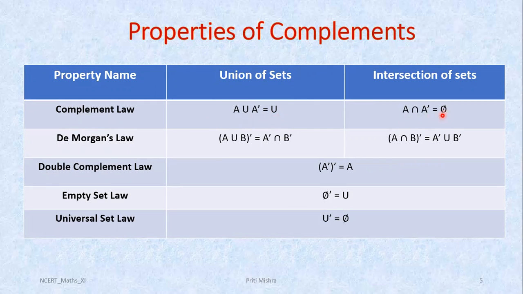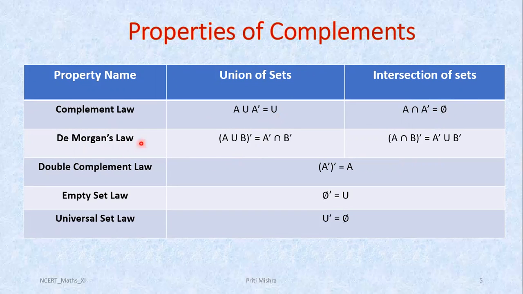For intersection of sets, it is A intersection A complement equals phi, because A complement equals U minus A, and if you find the common elements of A and U minus A, you will get nothing there, so it will be phi.